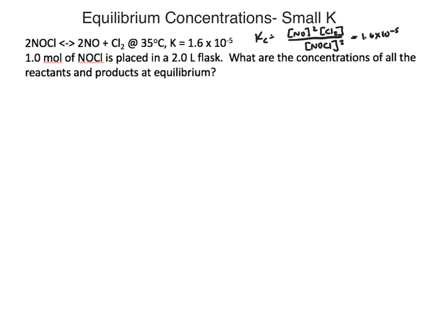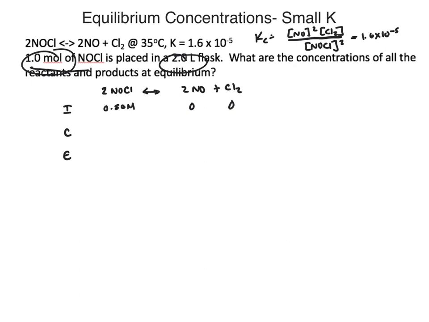We're now going to go ahead and set up our ICE table. What they've given us to plug into our ICE table is the initial mole value of our reactant, and the total volume of the flask. They've made no mention of our two products, so of course we're going to assume that those both have zero concentration at the initial point. In order to calculate our molarity, we're going to divide our moles of NaCl by our 2 liters, and that's going to give us 0.50 molar concentration as our initial value.